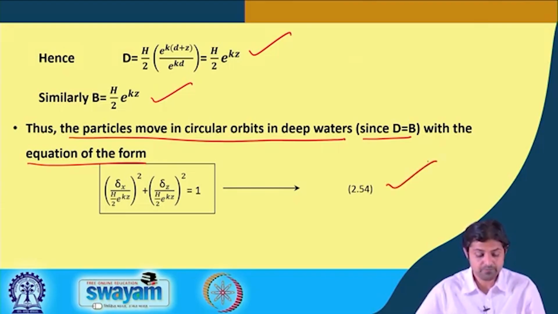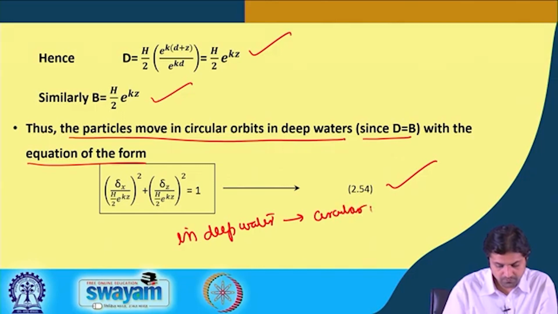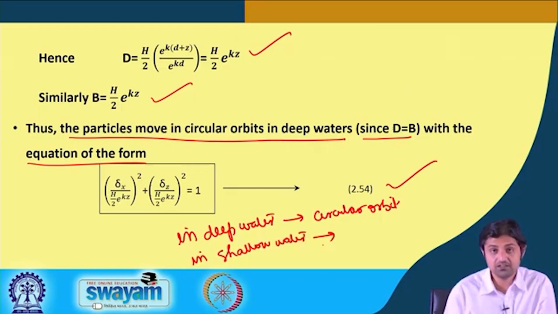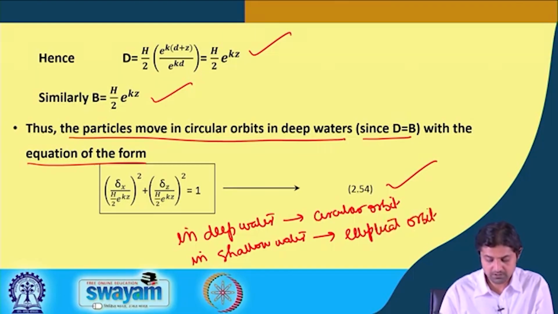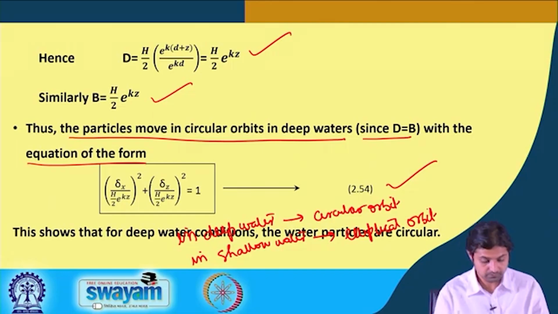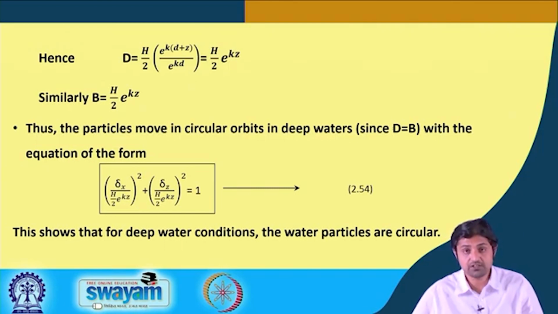All right. See, these things are very important. These are the type of questions which you can expect. What type of orbit in deep water? Then you have to mark the correct one as a circular orbit, not an elliptical orbit. This shows that for deep water conditions, the water particle trajectories are circular.